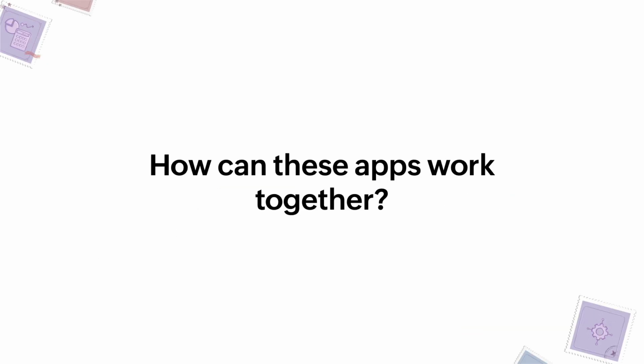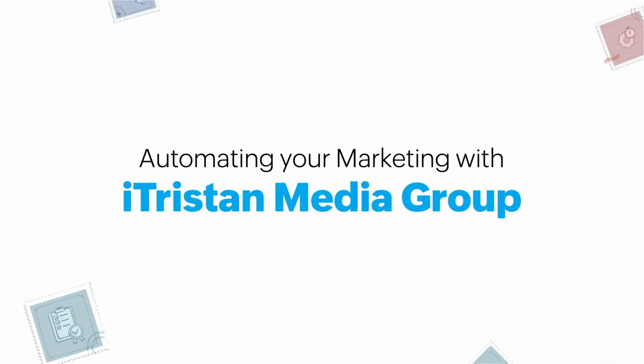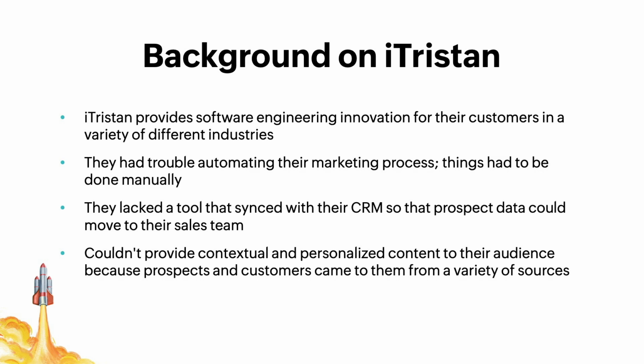Now we want to look at how all of these apps can work together. When we have 20 different marketing applications, how do we get them all to work together seamlessly? What we're going to take a look at quickly is a customer case study. We're going to look at what one of our customers, iTrust and Media Group, did to automate their marketing with Zoho. So some background on them. They provide software engineering innovation for their customers.